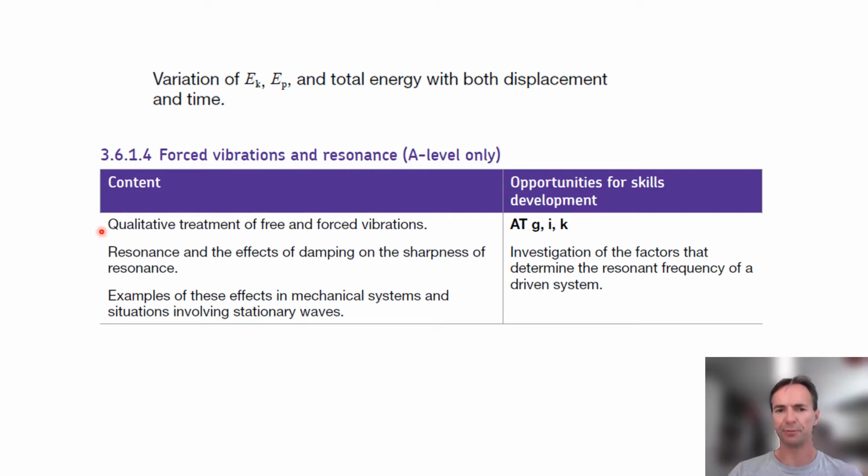So: qualitative treatment of free and forced vibrations, resonance, effective damping, sharpness of resonance, and I'll show you what sharpness of resonance is, and examples of these effects in mechanical systems and in situations involving stationary waves. Stationary waves is back in AS, of course, on a string or within pipes, like the bottle effect. I haven't seen any questions to do with these in exams, so I'm going to take some guesses on what that could be. But a child on a swing is usually quite good, the idea of forced and free vibrations, and some musical instruments as well.